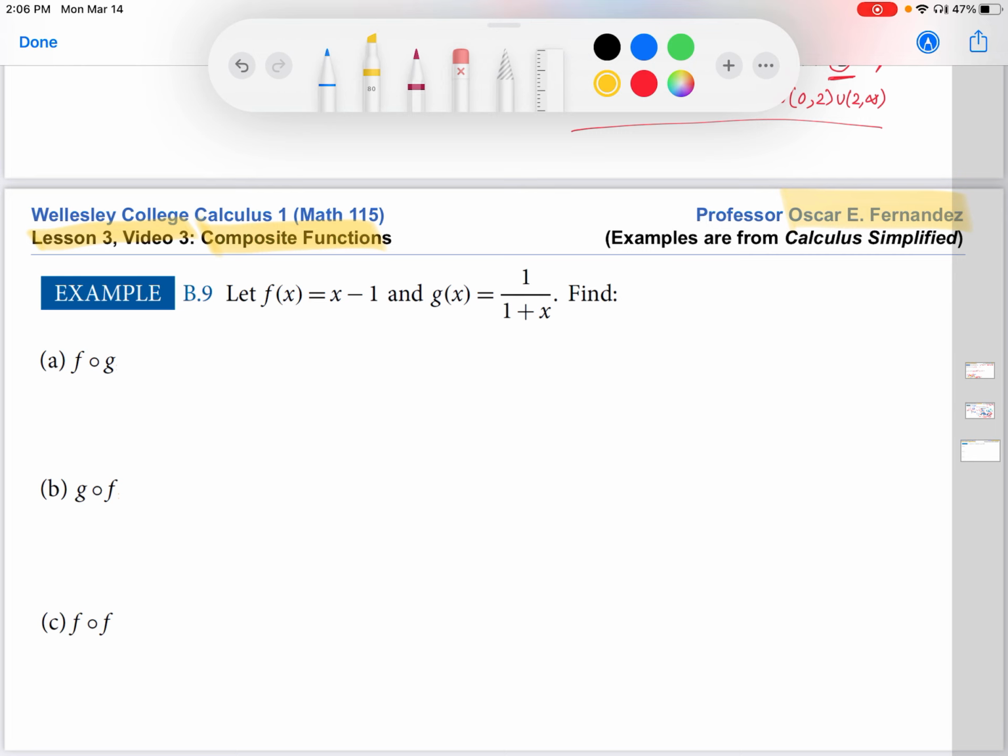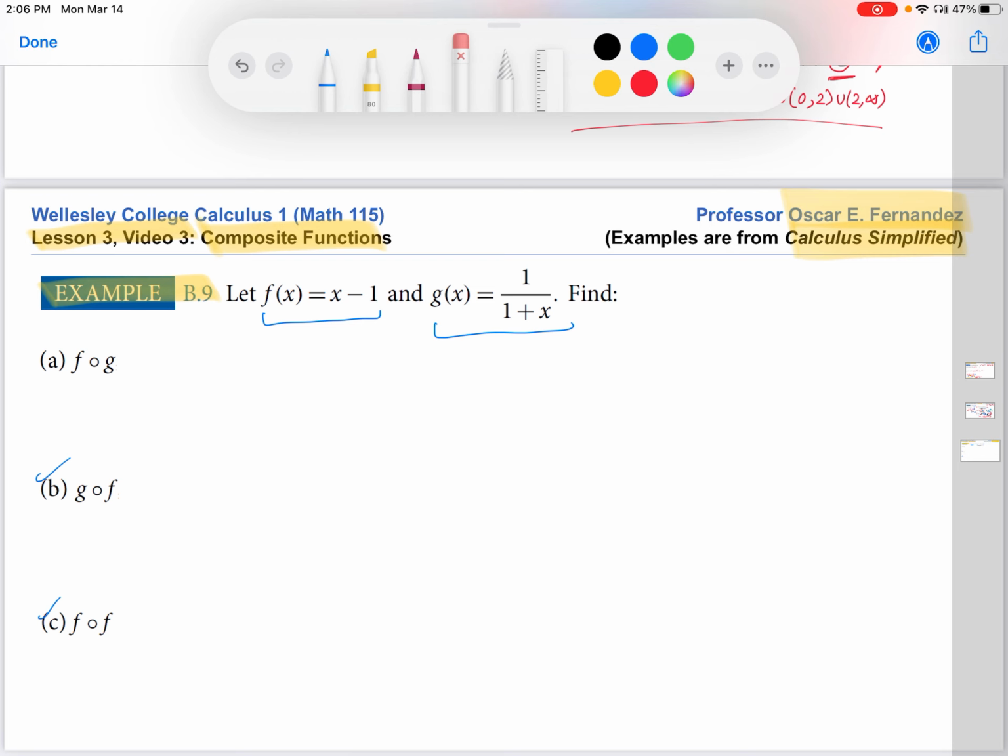The topic is composite functions, and we'll be working here on example B.9 from Calculus Simplified. That is example 9 in the Appendix B. So let's see what's going on here. We have a f of x function and a g of x function. They're both given to us, and we want to find different combinations of their composition.